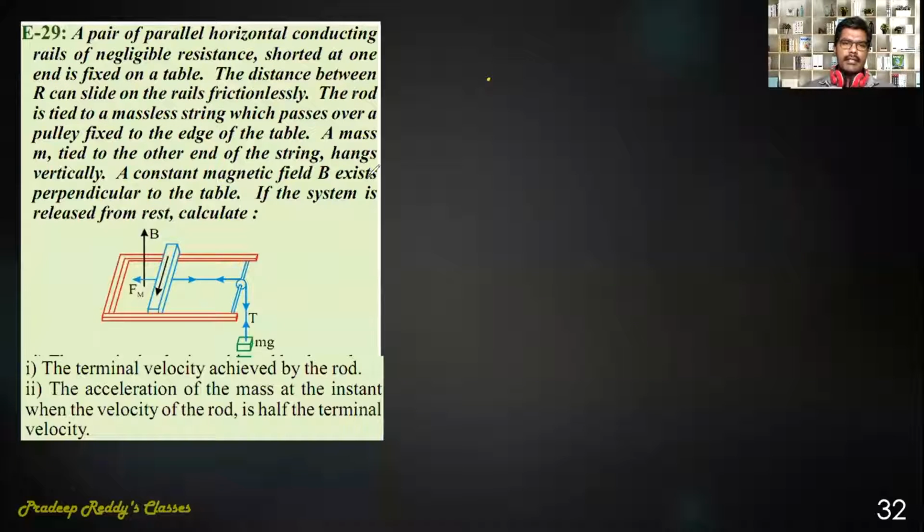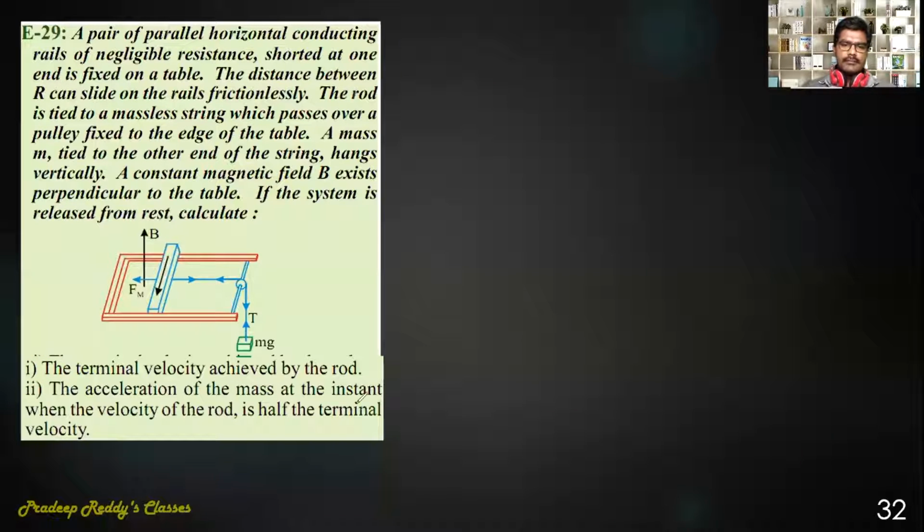A constant magnetic field B exists perpendicular to the table. If the system is released from rest, calculate the terminal velocity achieved by the rod and the acceleration of the mass at the instant when the velocity of the rod is half the terminal velocity. So you are now supposed to calculate that. First I'll explain the procedure.